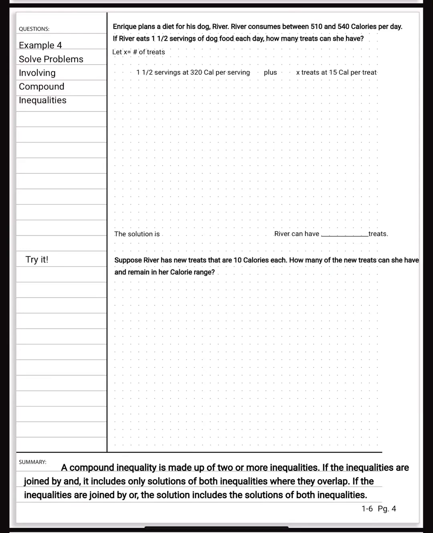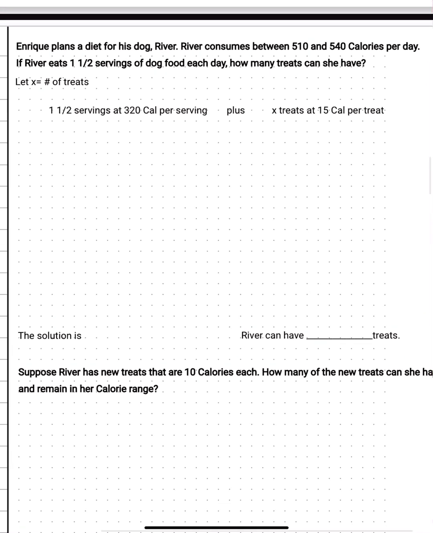Okay, this is video 1-6, Compound Inequalities, Part 4. So in example 4, we're going to solve problems involving compound inequalities, like word problems.